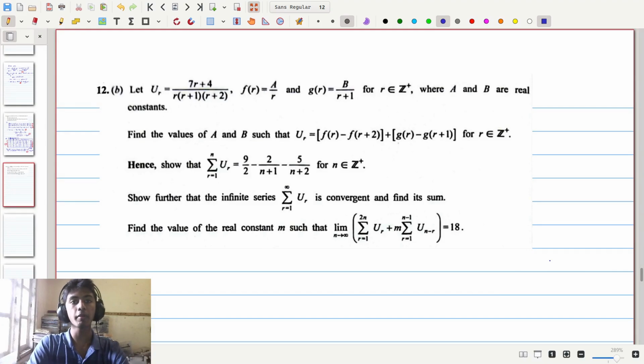2025 A-Level Combined Mathematics Paper 1 Part B, Question number 12, Part B. Part A of this same question was discussed in the previous video. Click this link at the top right if you are interested. Part B has to do with the sums of finite and infinite series.